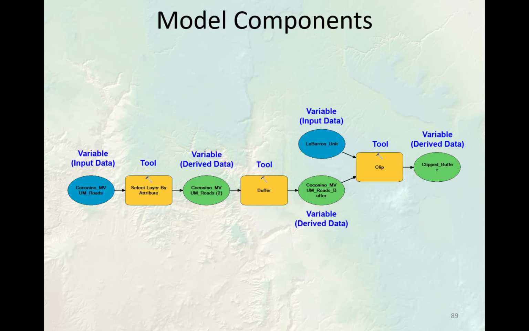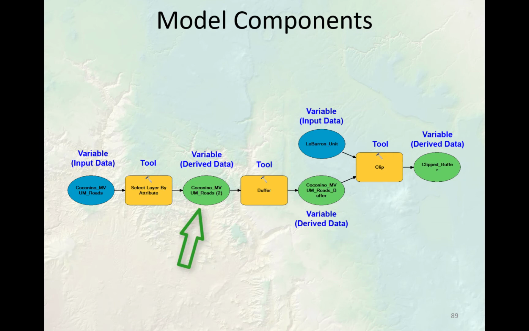This is that model we were looking at earlier, and here we see each component, but I've got it labeled so you know what type of object is there. So you see it starts with a blue oval, which is a data set. In this case it's the Coconino Roads. The first tool that it reaches is a tool that selects those roads. So you're selecting a particular type of road. This produces a green data set, and this is a green variable. This means that it's an output from the tool. So this green one is actually the same roads, but with a selection applied to it.